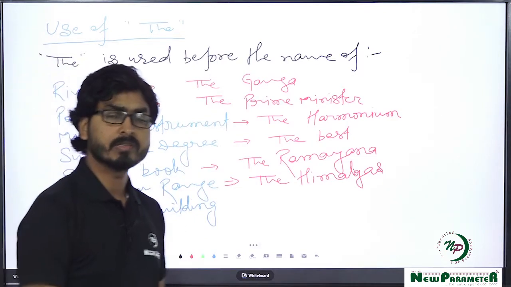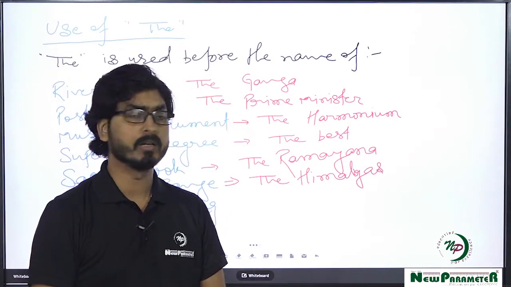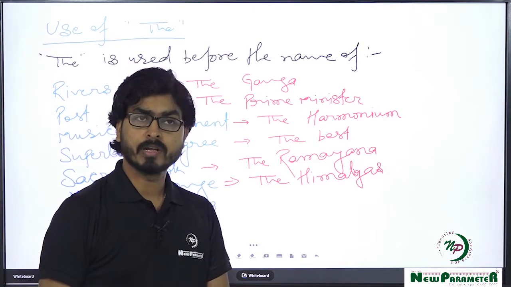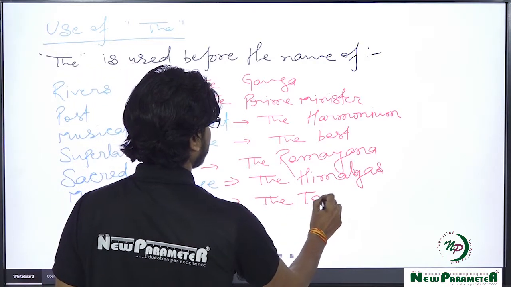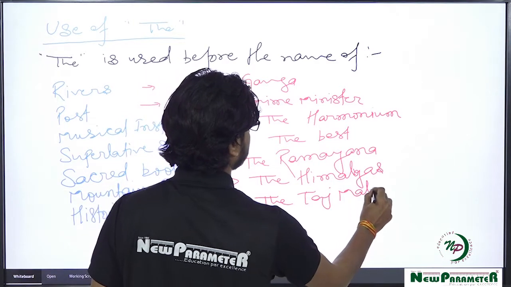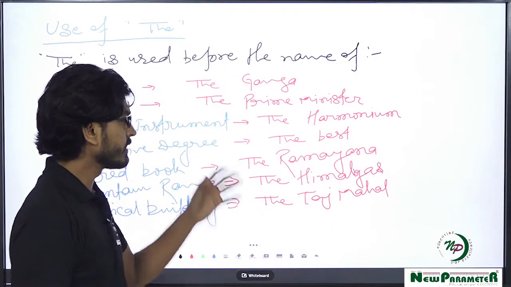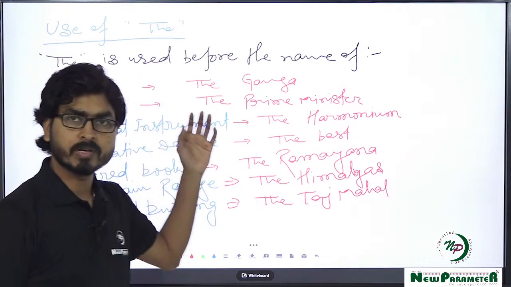Historical buildings, we can say the Qutub Minar, the Taj Mahal, the Gateway of India, the India Gate, the Taj Mahal. Okay, so these are the examples of where we can use article the.